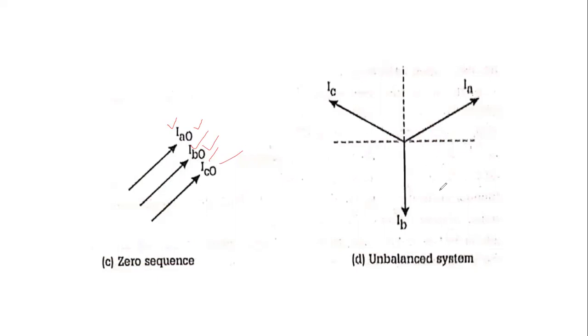Next, coming to the unbalanced systems. We are considering an unbalanced system. These are IA, IB and IC, which are not displaced by 120 degrees to each other in the unbalanced system consideration.